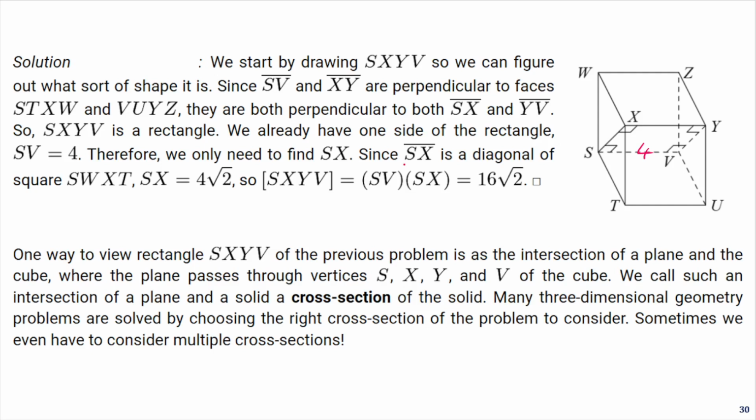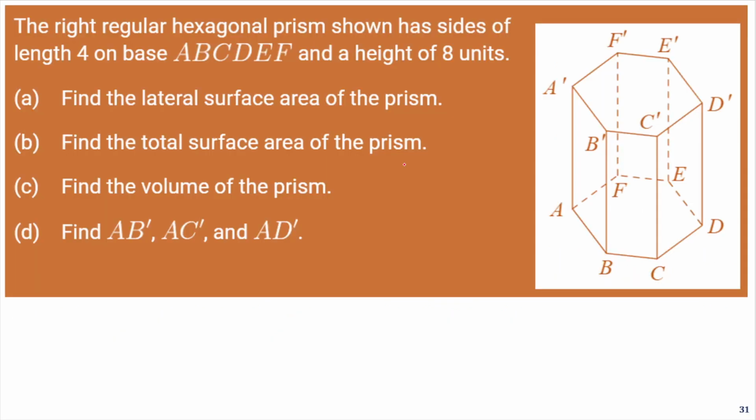Okay, if you don't have any questions, let's consider another quick quiz. The right regular hexagonal prism shown has sides of length 4 on base A, B, C, D, E, F and a height of 8 units. Can you answer each of the 4 questions here?